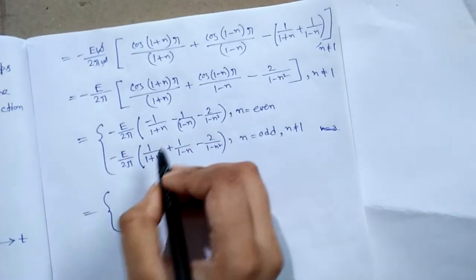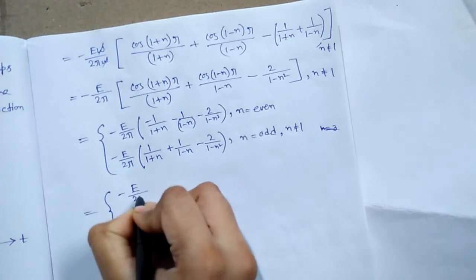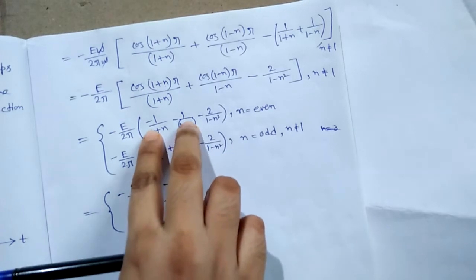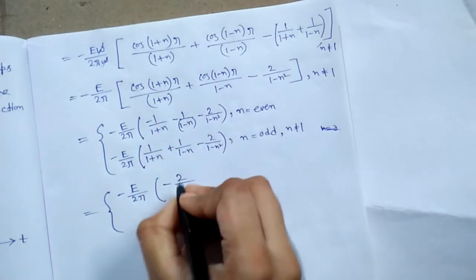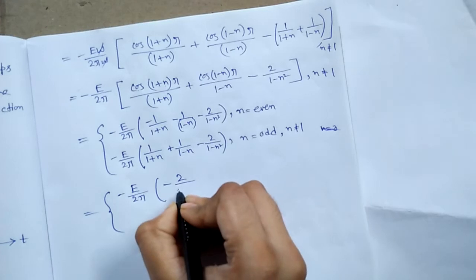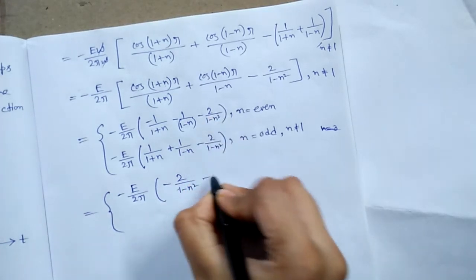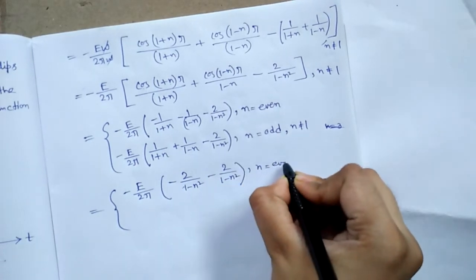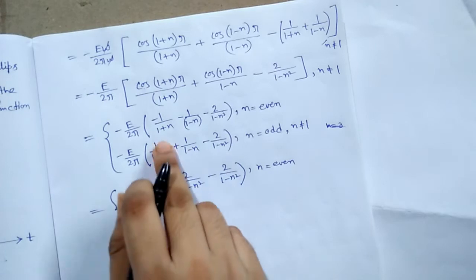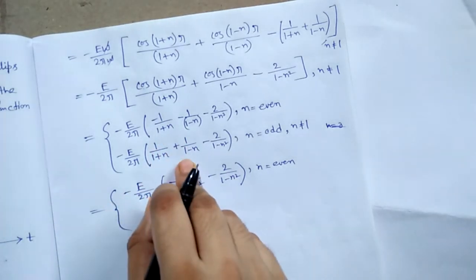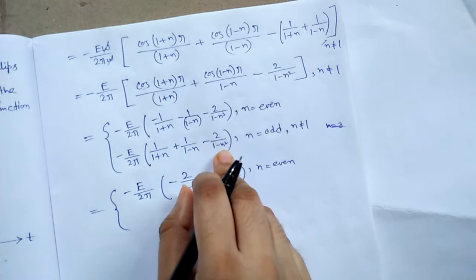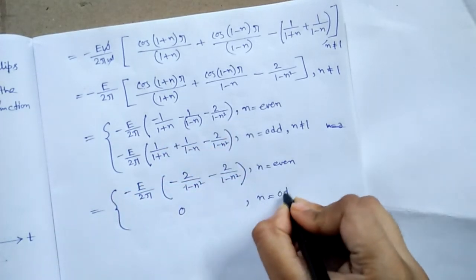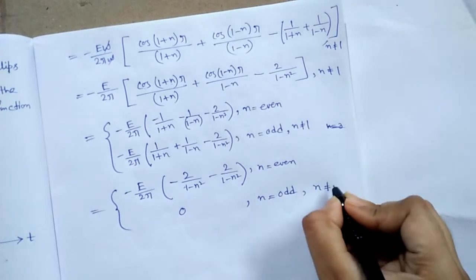Next, this is e by 2 pi, and this is minus. From these first two numbers we get minus 2 by 1 minus n square, and this is minus 2 by 1 minus n square when n is even, and this is 2 by 1 minus n square minus 2 by 1 minus n square, so it cancels out, and this is 0 when n is odd. Obviously n not equal to 1.